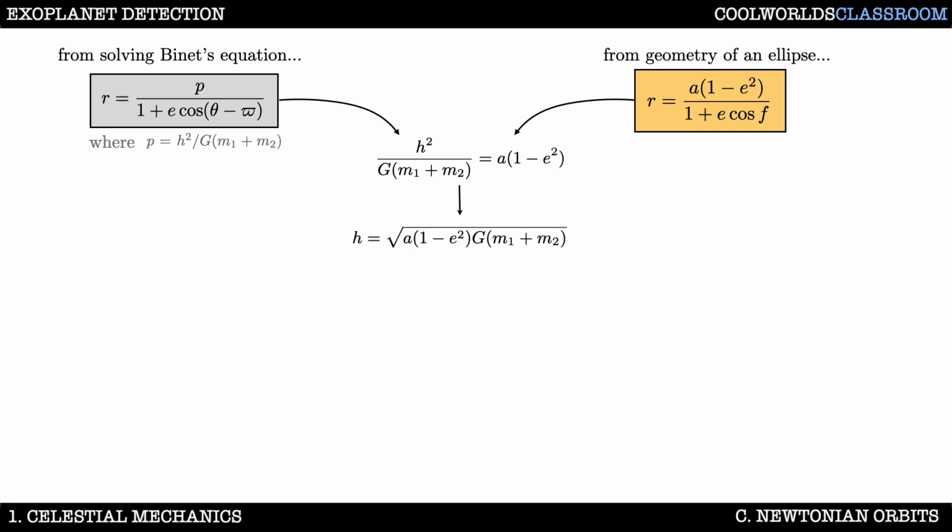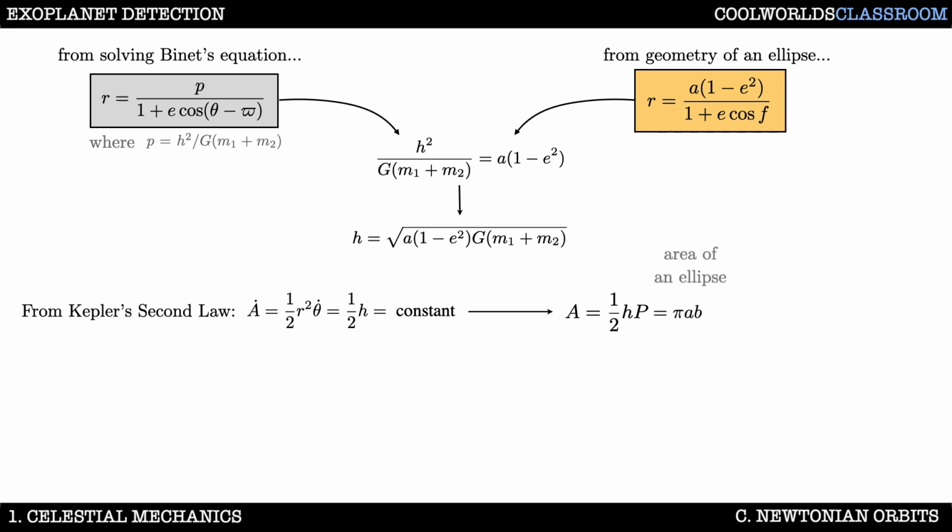The last thing we need to do is leverage Kepler's second law. Recall that it states that dA/dt, or A dot, is a constant, which we found to be equal to 1/2 multiplied by h. So integrating over one full period, let's give that the symbol capital P, gives us the area of the ellipse as 1/2 h multiplied by capital P. But we can also just write the area of an ellipse geometrically to be pi a b. That b term, which represents the semi-minor axis, can be related to a and e with a little bit of geometry, and plugging in, we get the following.